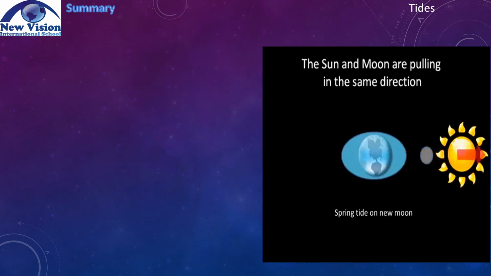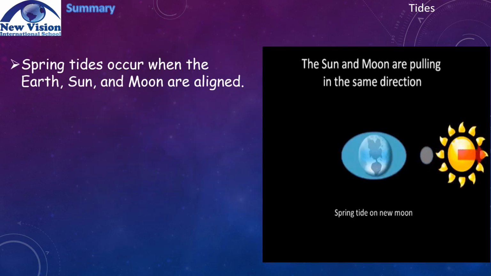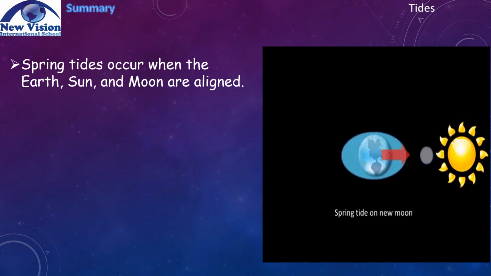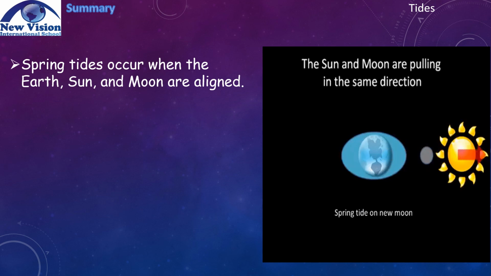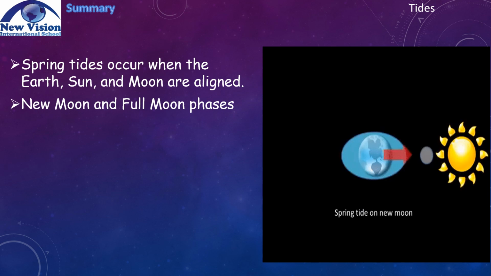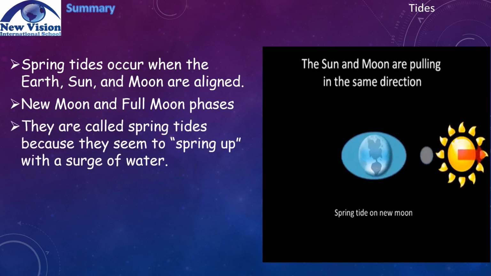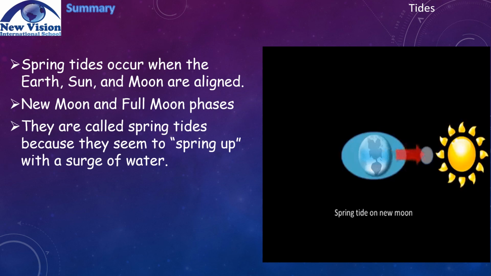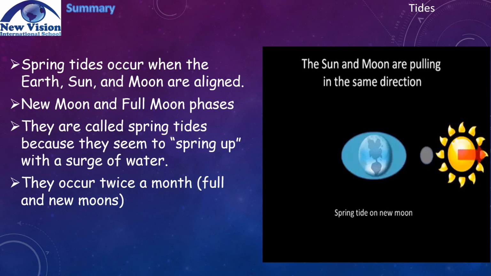Okay, remember, spring tides occur when the earth, sun, and moon are aligned. Spring tides occur during new moon and full moon phases. They are called spring tides because they seem to spring up with a surge of water, and they occur twice a month during full and new moons. Okay?